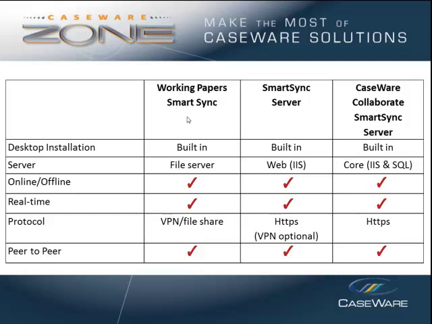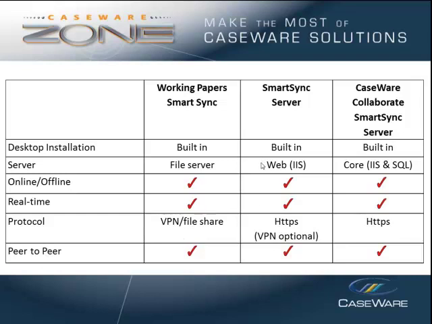So in the first situation, working papers with SmartSync, you're working off your own Office file server, and the protocol is straight file share. So you don't have to actually install anything on top of installing working papers with SmartSync. We use the Windows file share, and if you're out of the Office and want to connect back to the parent file on your file server, you'd have to VPN back to your Office to make that connection. Any changes that you make, synchronize through.